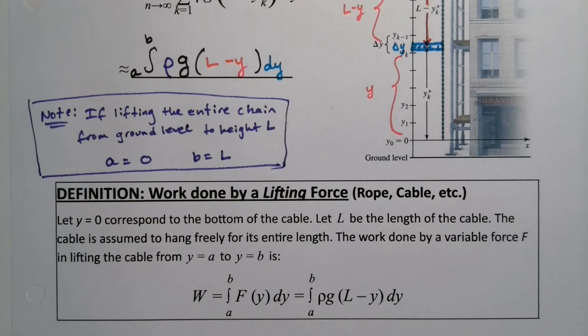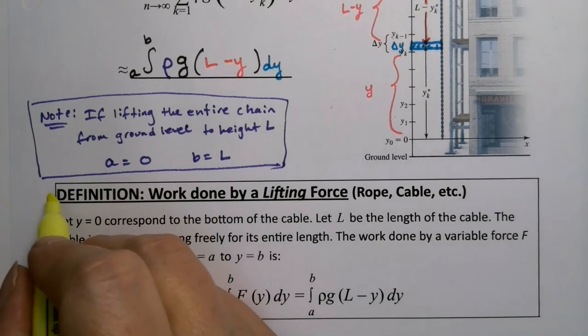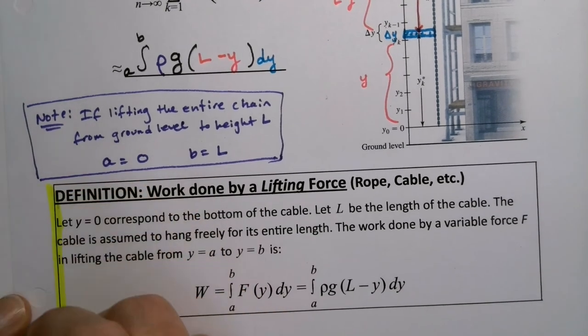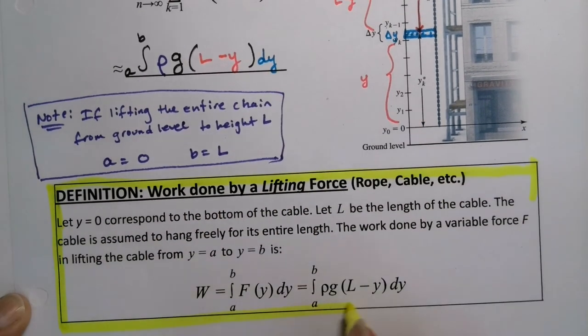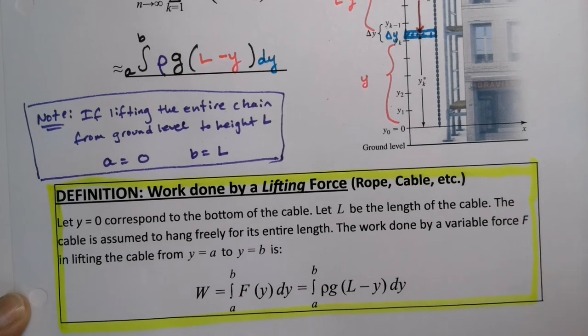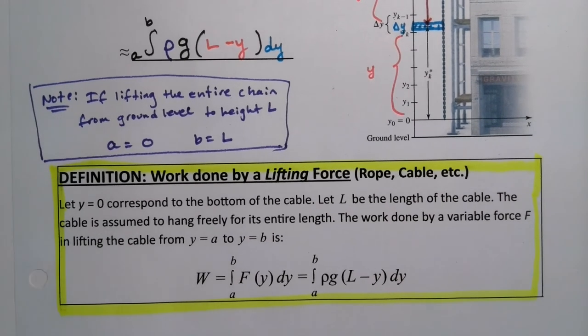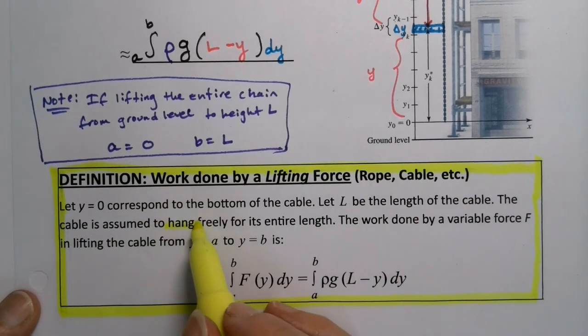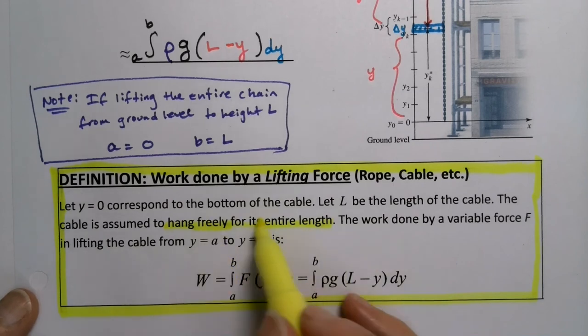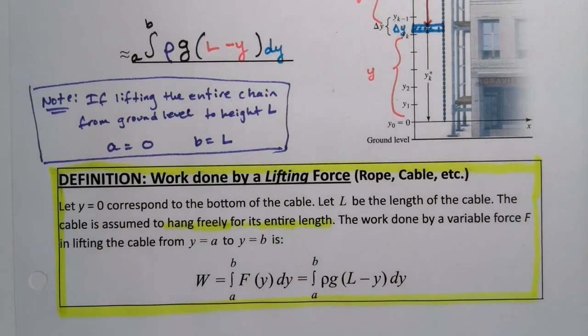Now we can use these for ropes, for cables, for chains, all of those kinds of things. So you imagine it hanging off the side of a cliff or a building or a ship, and this is how much work is done to lift that cable or chain. By the way, notice it's also assuming that it's hanging freely for its entire length. We're not assuming that it's laying against, I don't know, a scaffolding or something for part of it, because that scaffolding would take part of the force and part of the weight. So we're just assuming it's hanging free.